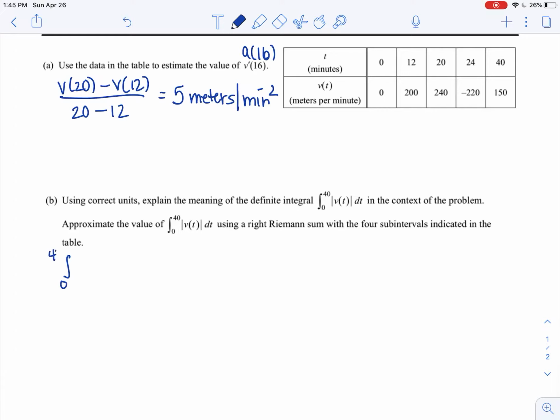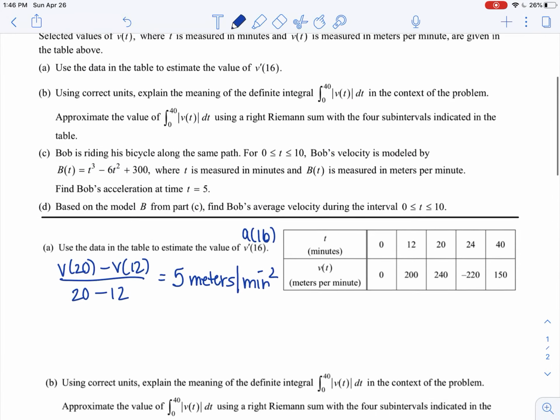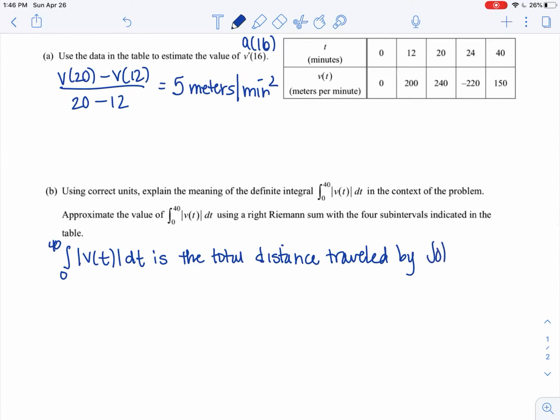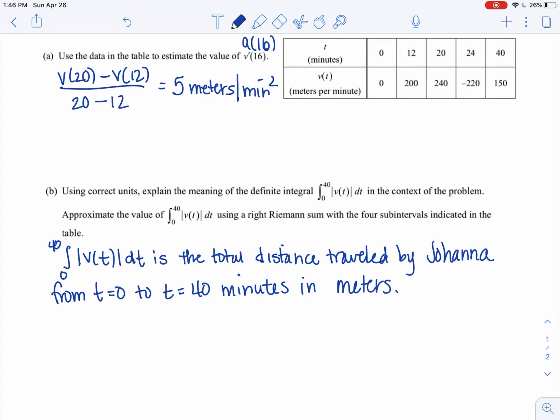Okay, so let's first do the explanation. Integral from 0 to 40 of the absolute value of v of t dt is the total distance traveled by, who is the person? Joanna, from t equals 0 to t equals 40 minutes, in meters, because that's how far she's actually traveled.